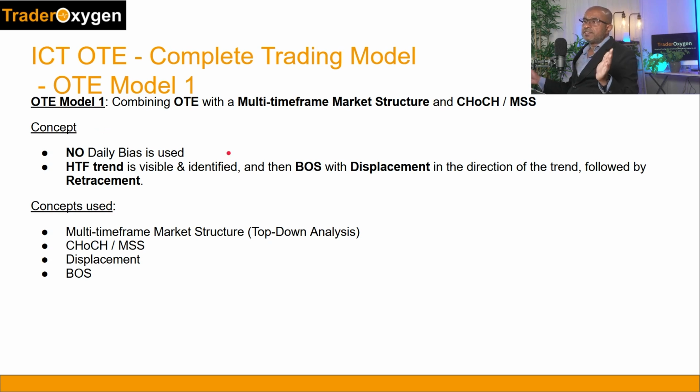So no daily bias is used in this model, but you need to have the higher time frame trend visible and identified, and then you need to see a break of structure with displacement in the direction of the trend followed by a retracement. So what are the concepts used? We will use multi-timeframe market structure, top-down analysis, change of characters and market structure shifts, displacements and break of structures.